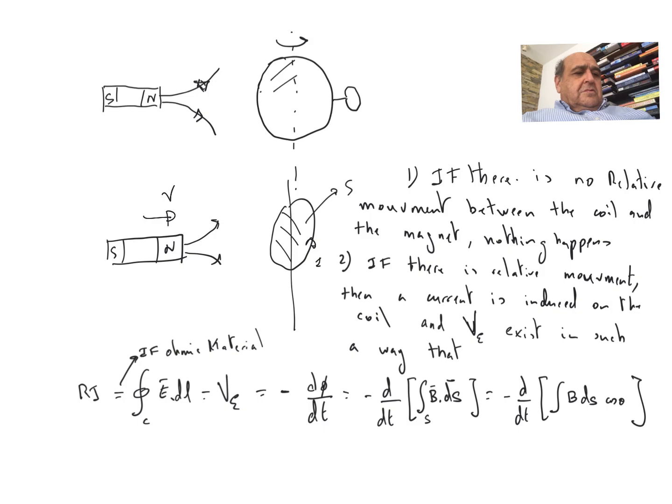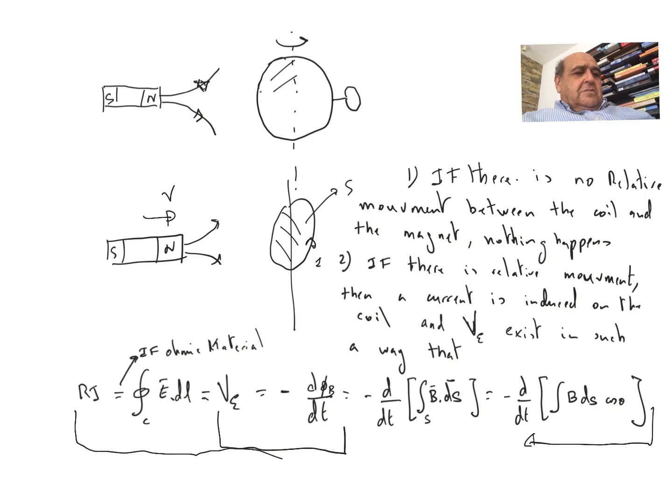So if there is a relative movement, then a current is induced on the coil and there exists an electromotive force, which is Faraday's law. The electromotive force is exactly equal to the variation of the magnetic flux with respect to time. So let's study this equation carefully. This is what Faraday's law says, and all that is written here is what we are going to study in the next page.